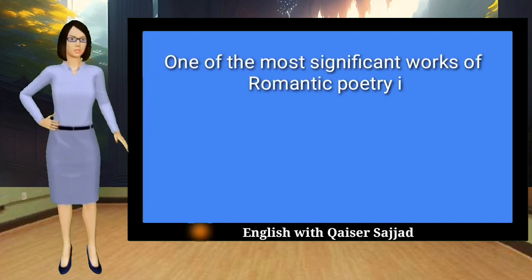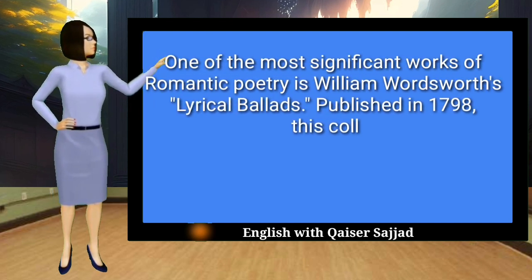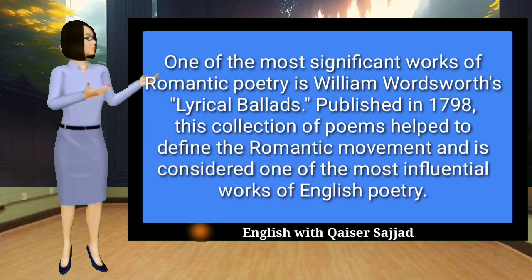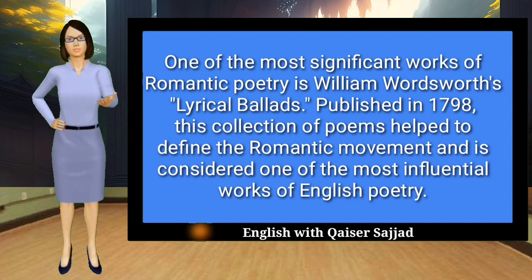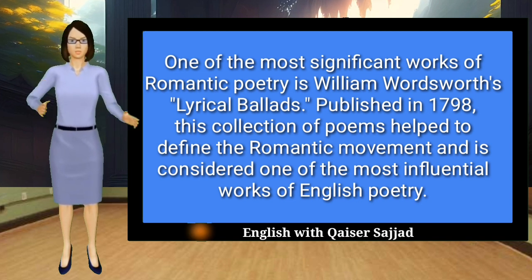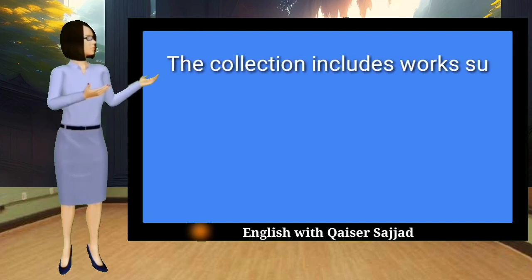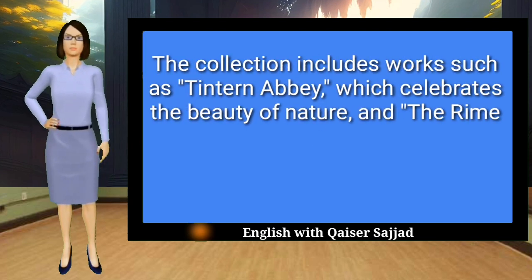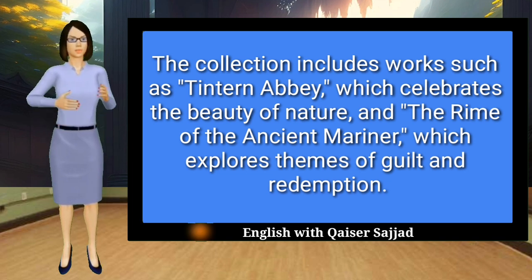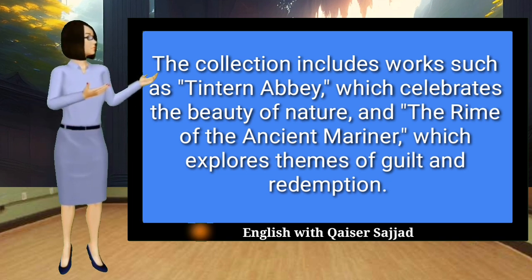One of the most significant works of Romantic poetry is William Wordsworth's Lyrical Ballads. Published in 1798, this collection of poems helped to define the Romantic movement and is considered one of the most influential works of English poetry. The collection includes works such as Tintern Abbey, which celebrates the beauty of nature, and The Rime of the Ancient Mariner, which explores themes of guilt and redemption.